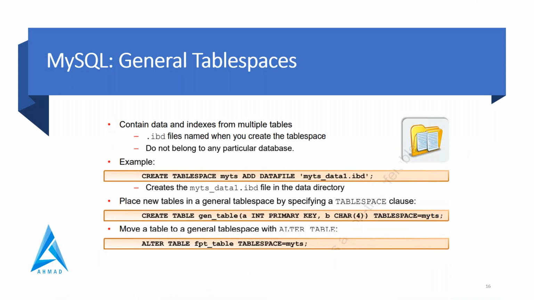Now, general tablespace. InnoDB supports only one data file per tablespace. So that is an important point. You cannot add a second data file to an existing general tablespace. As I said, it contains data and index for multiple tables, and .ibd files are named when you create the tablespace and do not belong to any particular database. So how can you create that? CREATE TABLESPACE, tablespace name, ADD DATAFILE, file name. And if you want to place a new table in a general tablespace by specifying a table clause, you have to mention the general tablespace name with TABLESPACE =, and you can move a table to a general tablespace with the ALTER TABLE option. So you have these options when you are creating a table.